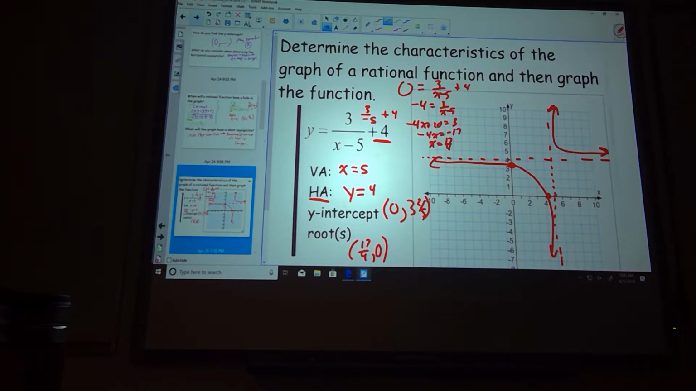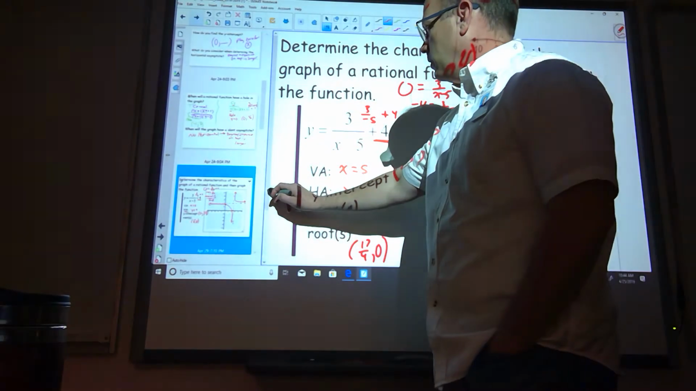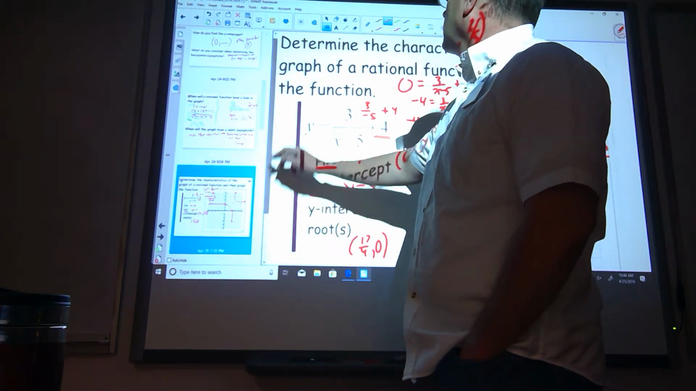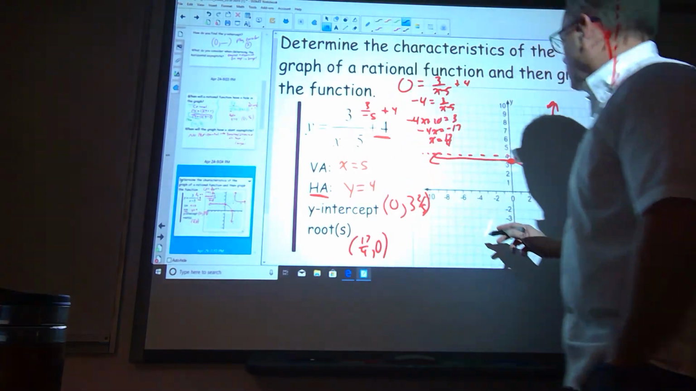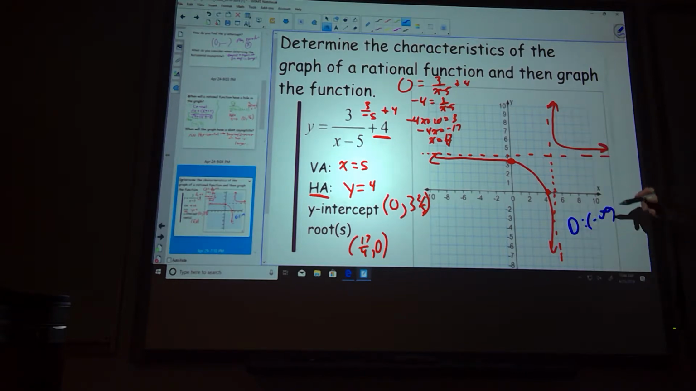What about the domain? Is that for domain on this one? No. Is the graphing part the one with the multiple choice? No. So if they did ask for the domain, we say domain is negative infinity to 5 and 5 to infinity. I know this one didn't ask for it, but just in case.